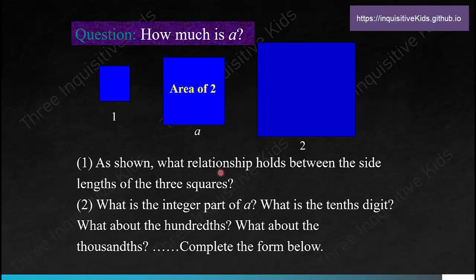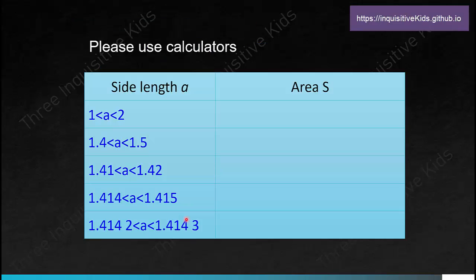So what is the integer part of A? Do we know that? What is the tenth digit? What about the hundredths? What about the thousandths? Complete the form below, using the calculator you collected at the beginning of this lesson. Calculate if A is greater than 1 and less than 2, then calculate A to the nearest whole number. And this is the area.